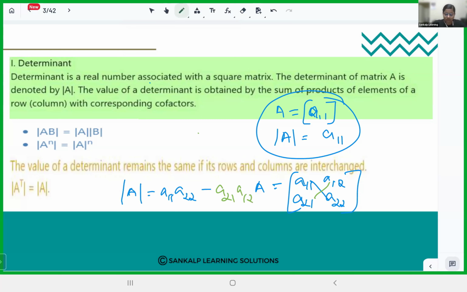And now what about a 3 by 3 square matrix? How will you do that? There are different ways to find out the determinant of a 3 by 3 square matrix. Since there are 3 rows and 3 columns, you can select any row or any column and expand along that row or column in order to find out the determinant of a 3 by 3 square matrix.